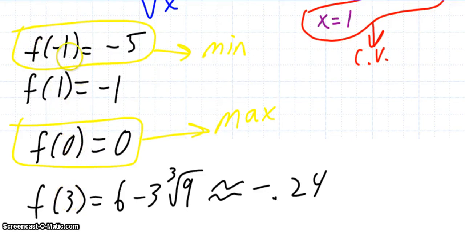So when I plug in -1 to the function, I get -5. When I plug in 1, I get -1. When I plug in 0, I get 0. And when I plug in 3, I get approximately -0.24. So the highest value is 0. The lowest value is -5.